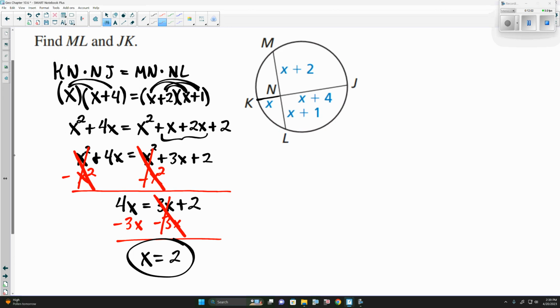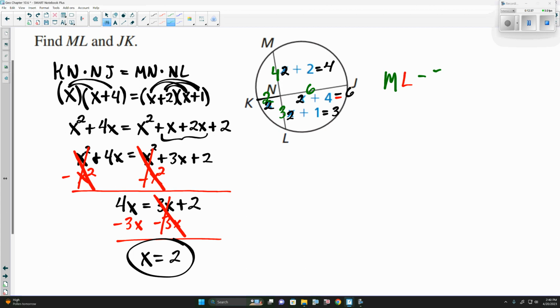Now, out of all of them, the distance of KN is the easiest one to find because it's just x. So that means that length is 2. For the one up here, we would have 2 plus 2, which is 4. Here we'd have 2 plus 4, which is 6. And lastly, 2 plus 1 is 3. So we're saying that these lengths are 2, 6, 4, 3.